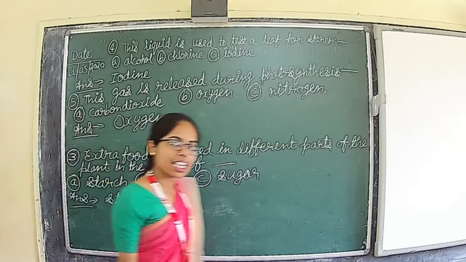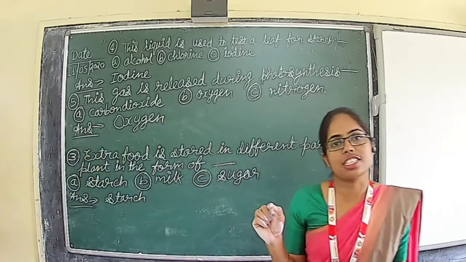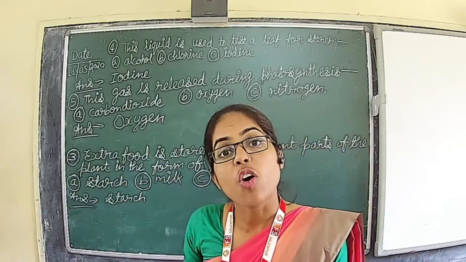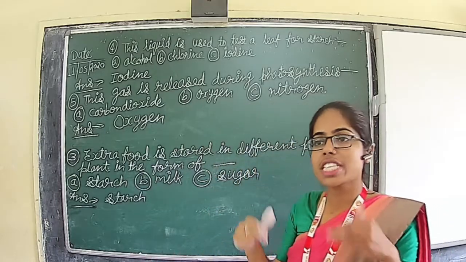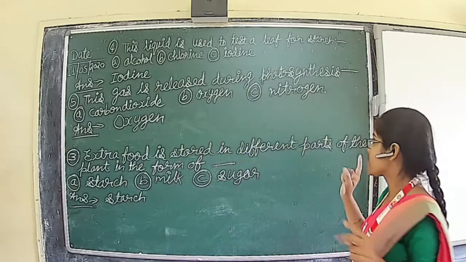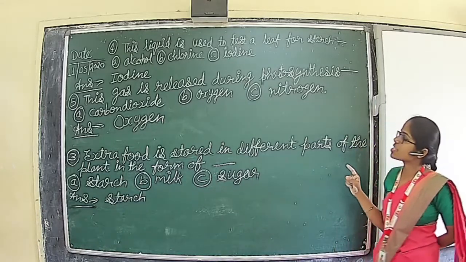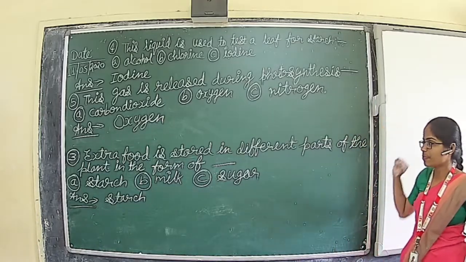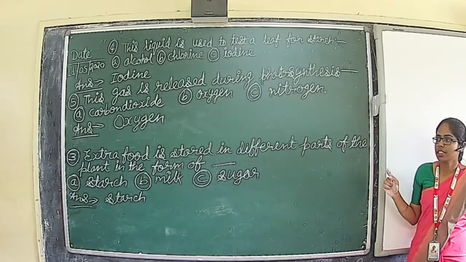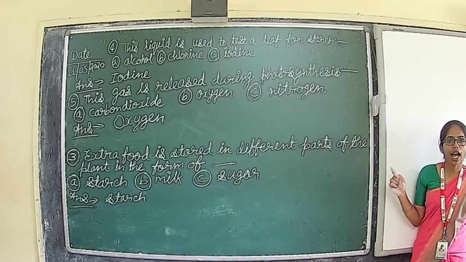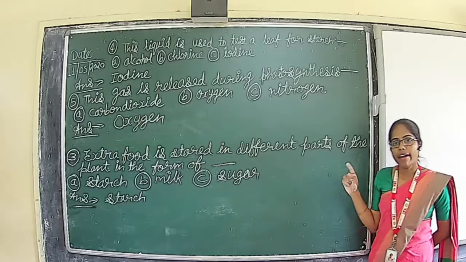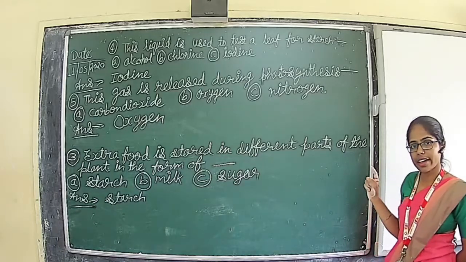This gas is released during photosynthesis. Which gas? Oxygen gas, which we take for breathing. That's why we say that plants are very, very important for us. Please note it down. Again, I am getting aside. Take the screenshot. Otherwise, pause the video and note it. Okay?